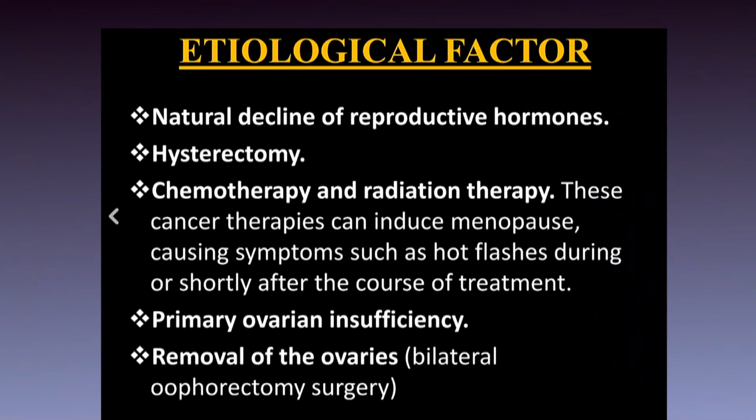Other etiological factors include natural decline of reproductive hormones, hysterectomy, chemotherapy and radiation therapy. These cancer therapies can induce menopause, causing symptoms such as hot flashes during or shortly after the course of treatment. Next etiology is primary ovarian insufficiency and the last one is removal of ovaries. So these are the etiological factors that lead to menopause.